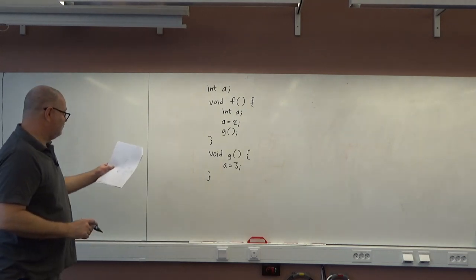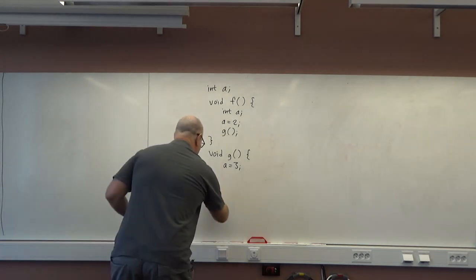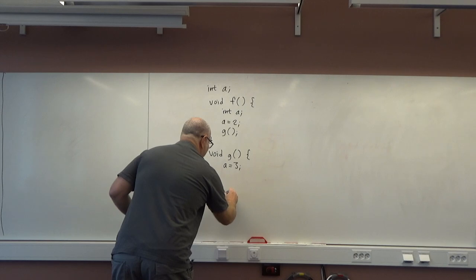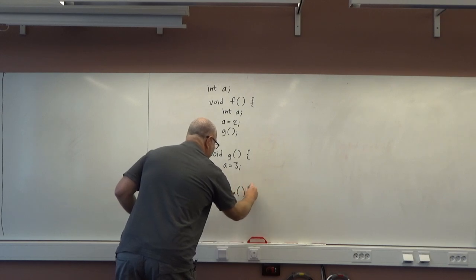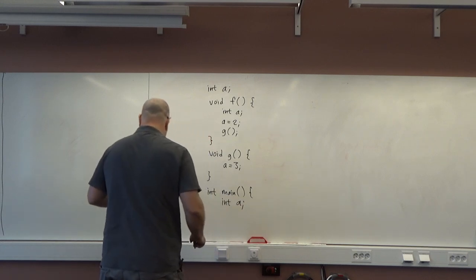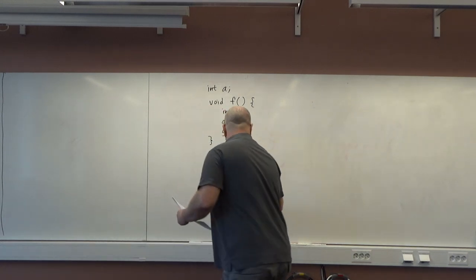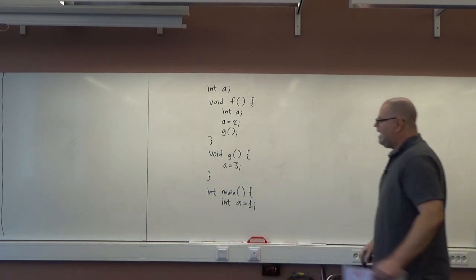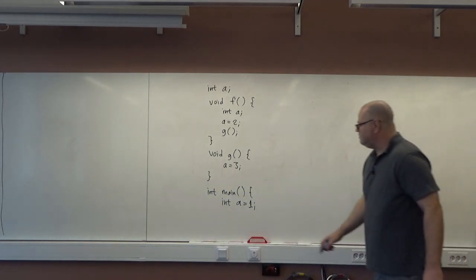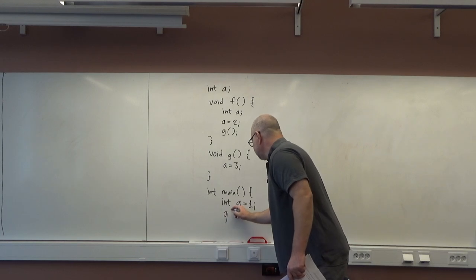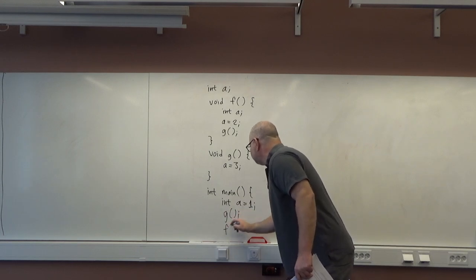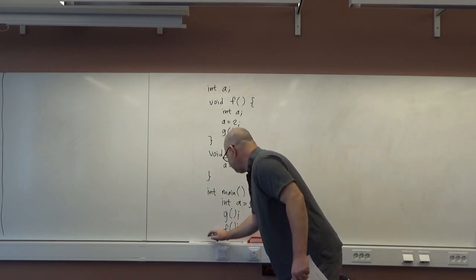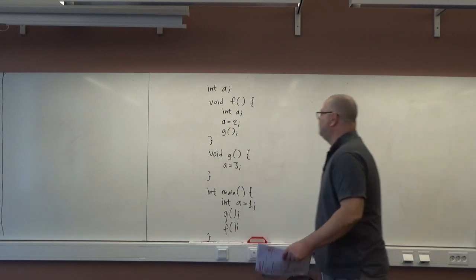and we have a main function which, surprise, also has a variable called a. Let's give it a starting value of 1. And then we call first g. And then we call f. And that is our complete program.